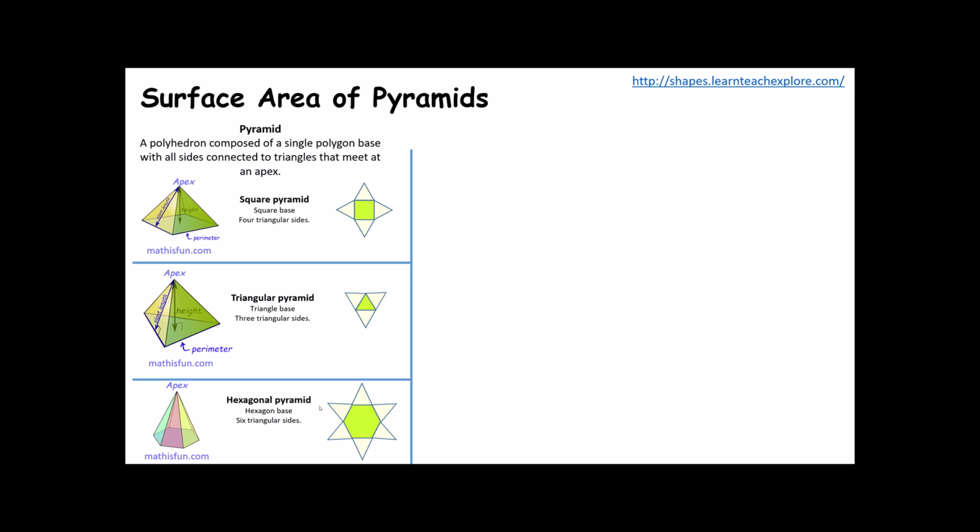Now I know it's sometimes difficult to see the relationship between a net of a figure, or the figure unfolded, and the three-dimensional figure itself. So I'm going to hop out of this program into an application that I got from shapes.learnteachexplore.com called Shapes. And we'll look at how those images are related to one another. It's going to be almost like magic. You ready? Here we go.